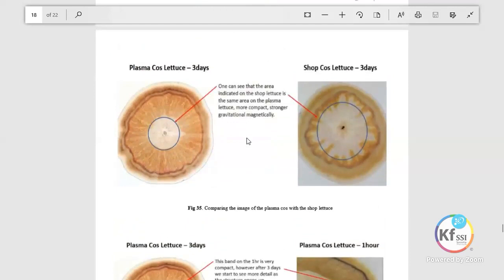So there's just a bit of analysis on the 3 day one. You can see that the area on the left, which is the plasma COS, has a very strong, circular band there. Now this circular band is essentially what we've seen on the shop lettuce after 3 days, how it's opened up, very weak structure, so it can move into the next layers of strength.